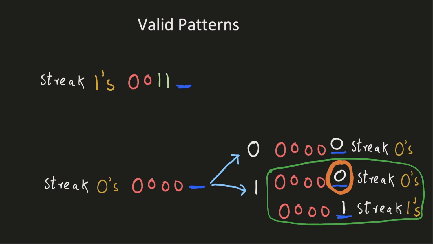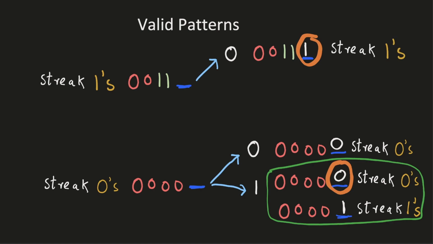Now let's look at the case when we have a streak of ones. For our next character, there can be two scenarios. If our next character is 0, then we have no choice but to flip it to 1 and we can continue with our streak of ones. And if our next character is 1, we can directly include it and continue with our streak of ones.